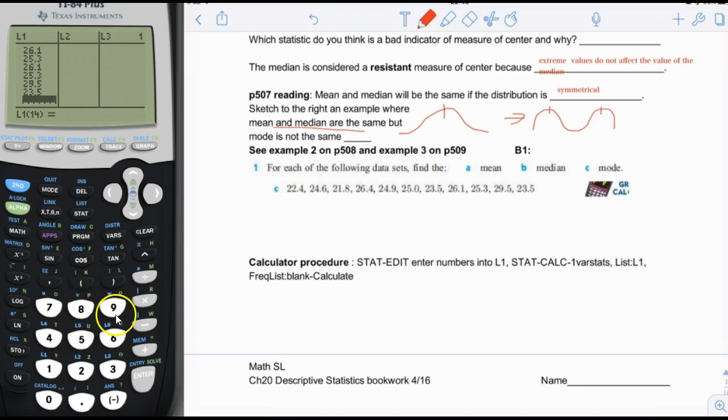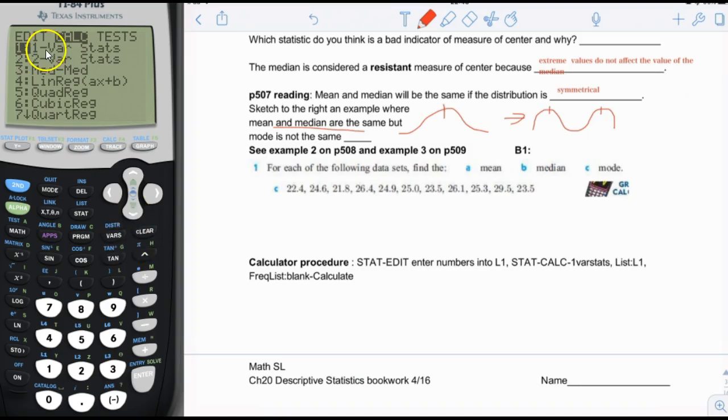Here, I'm going to find, let's see, using stat, calc, 1 var stats, enter, put in list 1. If it's not list 1, you need to put list 1, calculate. It gives me a lot of data.